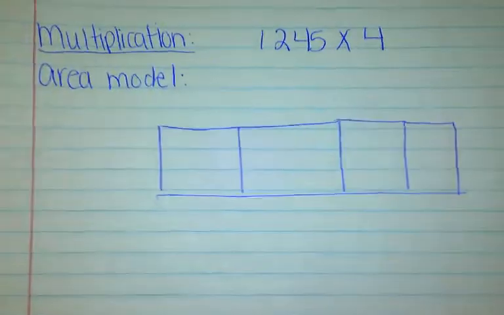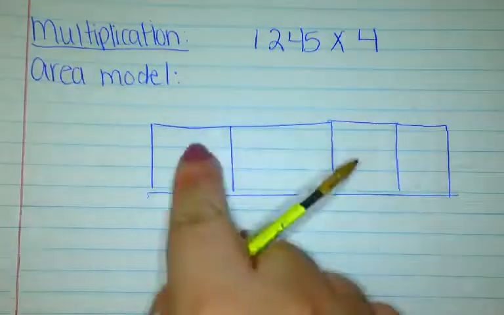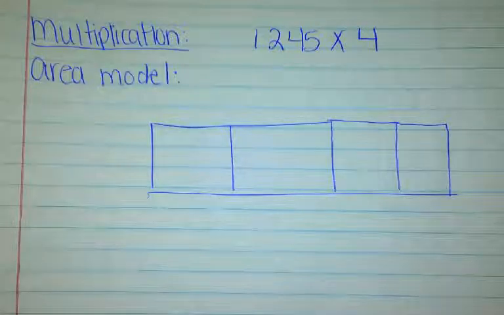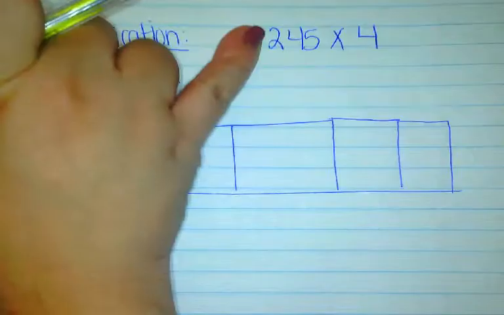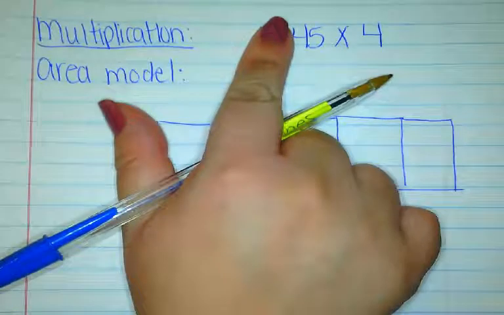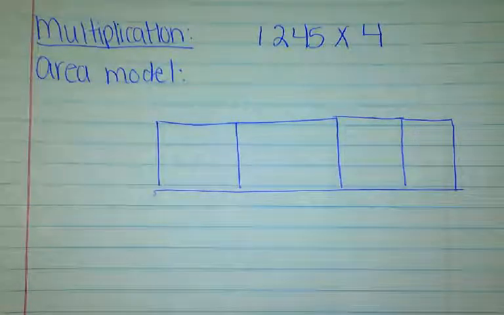Okay, we draw our box. Why did I put 4 boxes here? Because there's 4 digits. What if there were 3 digits up here? 3 boxes. And if I only had 2, 2 boxes. Do you understand that? Yes.